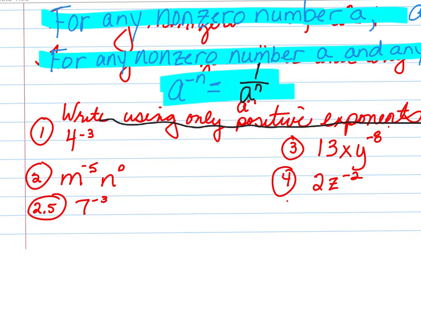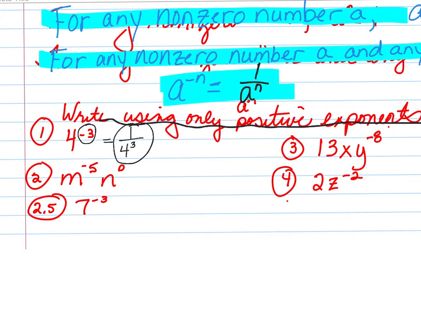Number 1 says 4 to the negative 3rd power. Well, that's 4 over 1, right? We cannot have a negative exponent in the numerator. So we're going to write this as 1 over, take the base with it. The base is what? 4. So it's 1 over 4 cubed. You are going to use this a lot in higher level math.